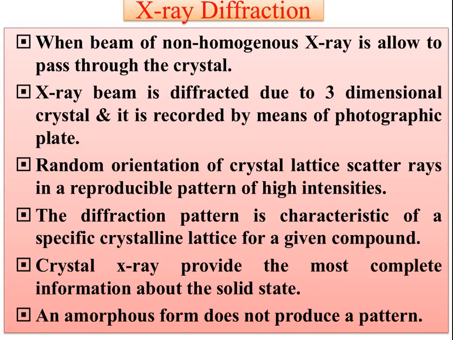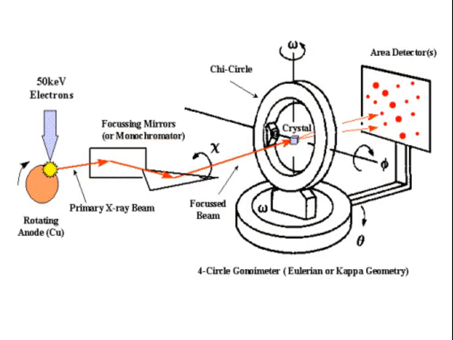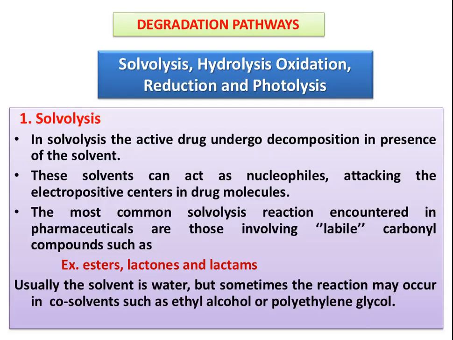The diffraction pattern is characteristic for a specific crystalline lattice of a given compound. X-ray provides the most complete information about the solid state of the crystal. An amorphous form of the crystal does not produce such a measurable pattern. This is the instrument we generally use for studying crystallinity. Now, the next part is the degradation pathways.